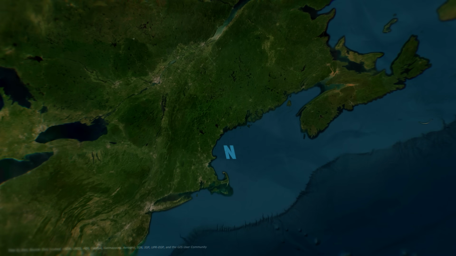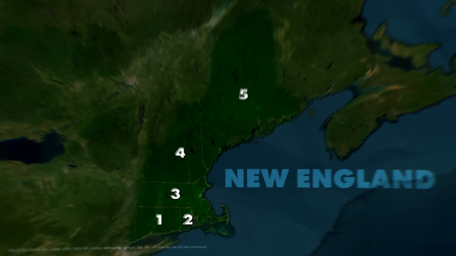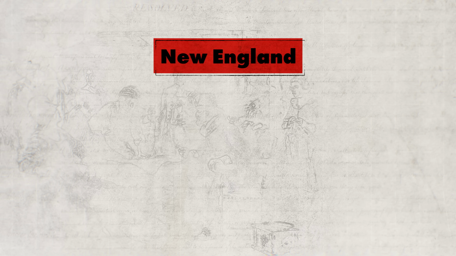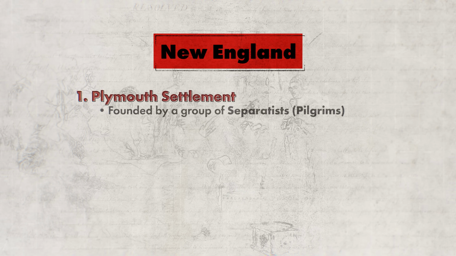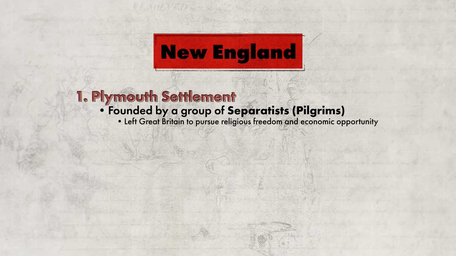Okay, so this region right here is called New England, and by the end of the period, it would include these 5 colonies. Now, the first colony established was the Plymouth settlement in 1620, which we talked about in the last video. But by way of reminder, Plymouth was settled by a group of separatists, otherwise known as the Pilgrims, who left Great Britain in search of religious freedom and economic opportunity.